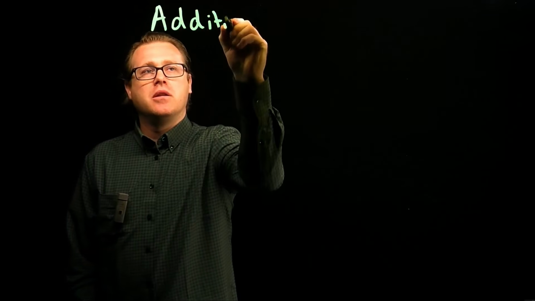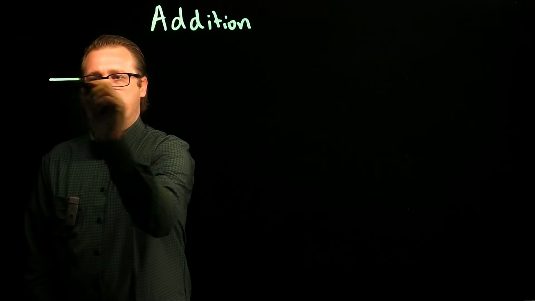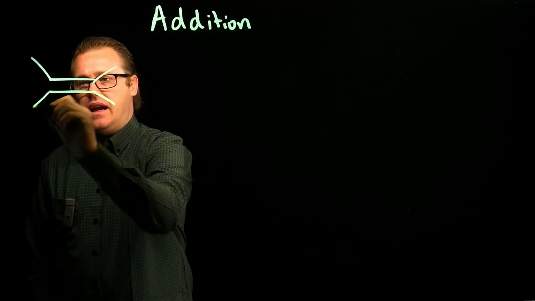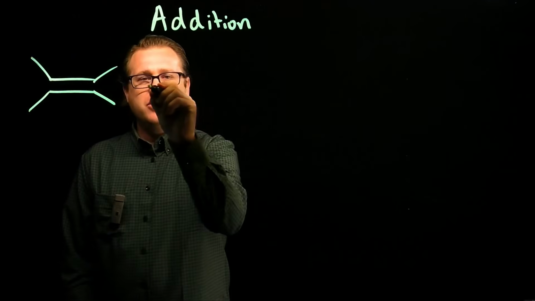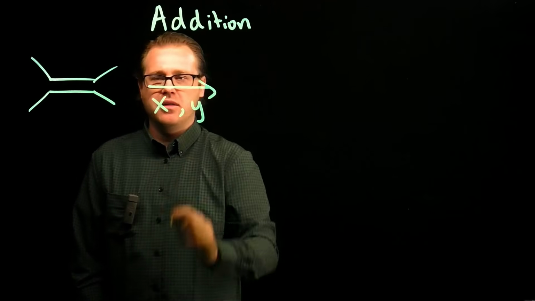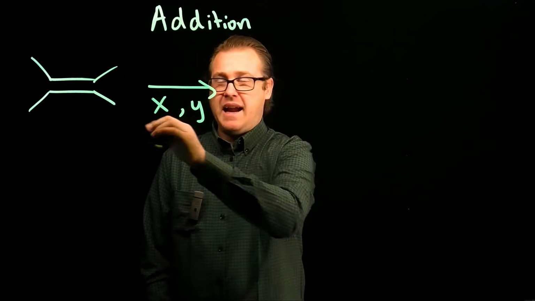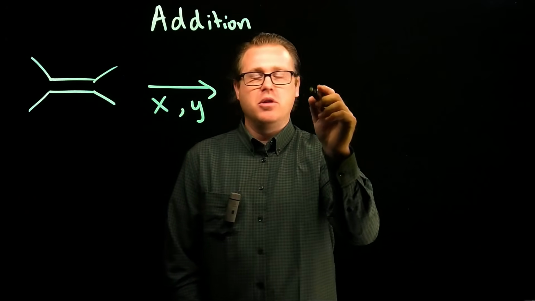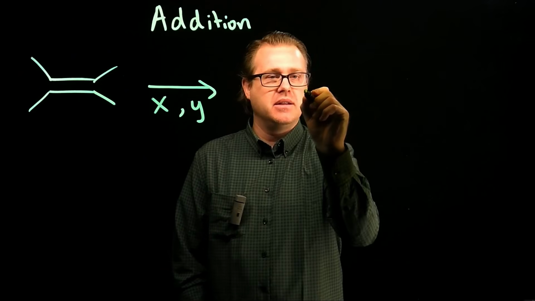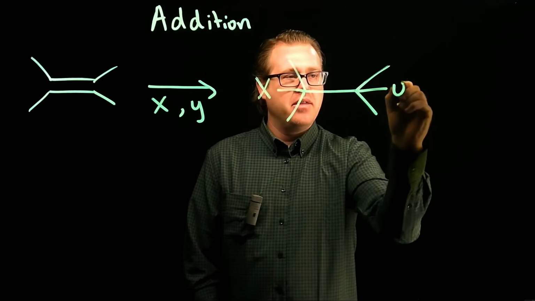Hello, class. Our next topic of discussion is a type of reaction called an addition reaction. A generic addition reaction is where you take an alkene and do a reaction, and we'll have an X component and a Y component. X and Y are going to be added to the alkene. But look at what happens to the alkene. It turns into this. The X is added and the Y is added.